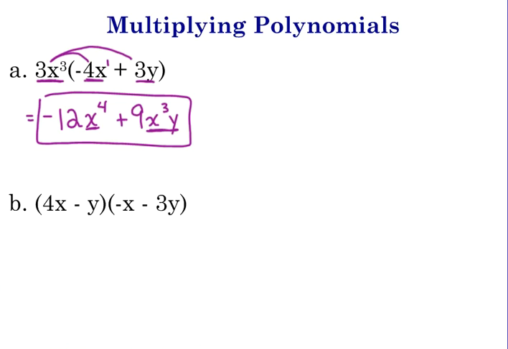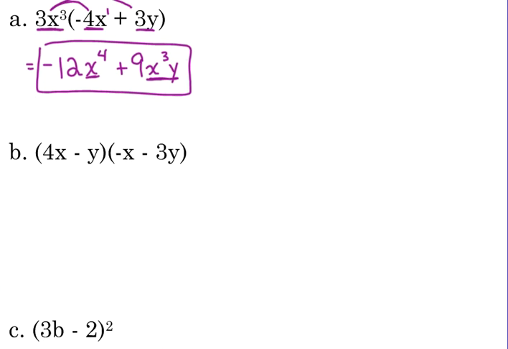Okay, next one, we are multiplying a binomial times a binomial. Now, I do not care which method you use, whichever method you learned, whether you learned FOIL or box or whatever, I don't care which one you use. Me personally, in this class, I'm going to use FOIL. So I'm going to multiply my first two terms. 4x times negative x is negative 4x squared. I'm going to multiply my outside two terms. 4 times negative 3 is negative 12. X times y, I just got to write that as xy.